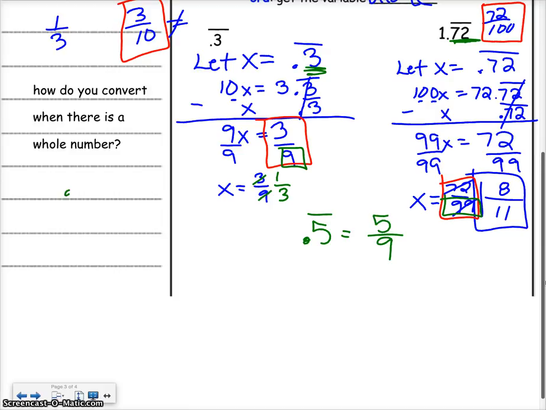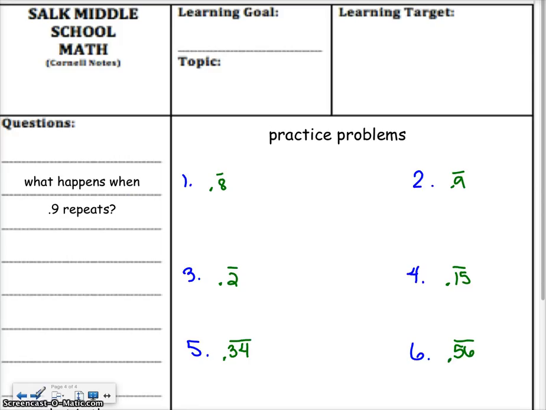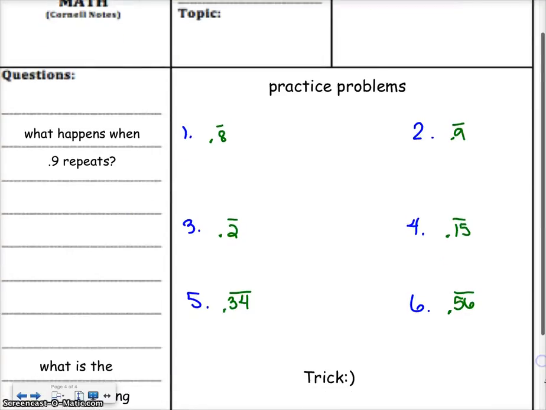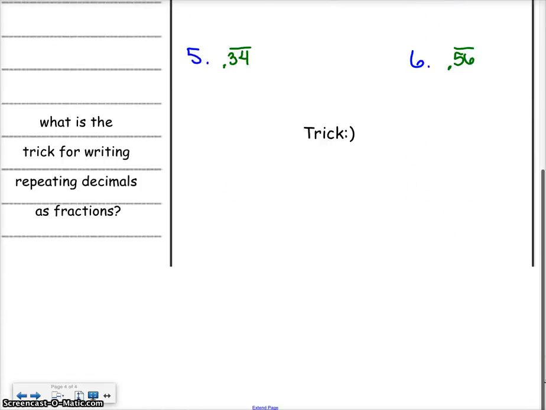What if I had 0.12 repeating? Is that going to go over 9 or 99? 99. And then, of course, always simplify. So that's our trick. Our trick here, you don't ever have to do the crazy algebra. That is not expected. But you do have to know that it's not over 10 or 100. It's either over 9 or 99 when it is a repeating decimal.